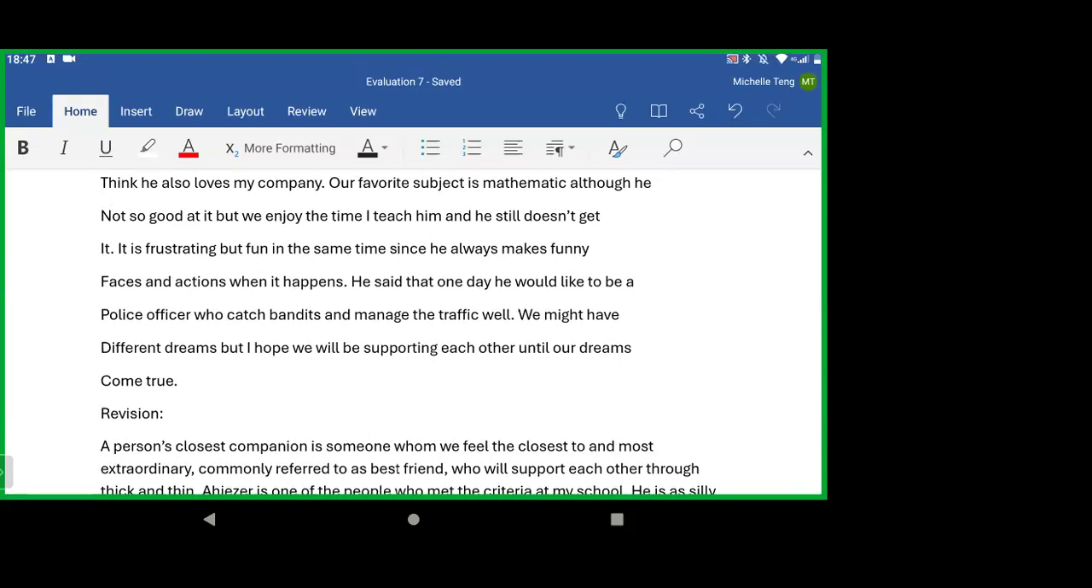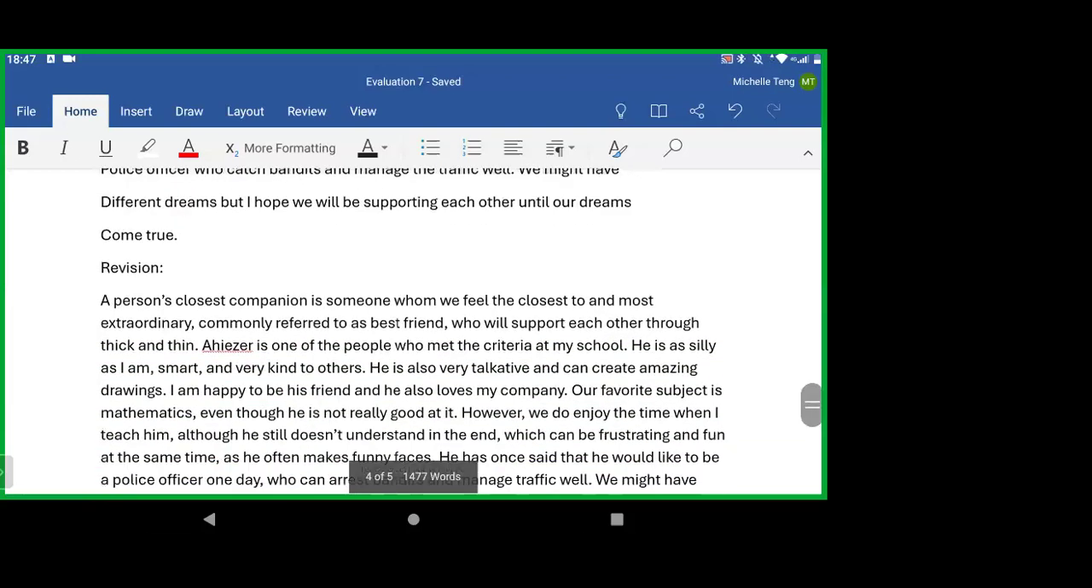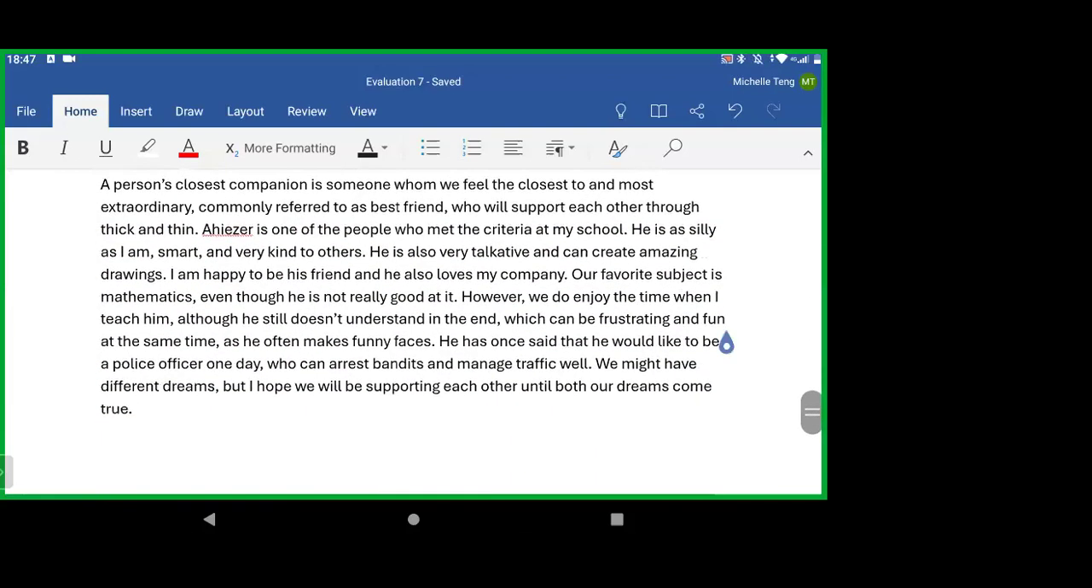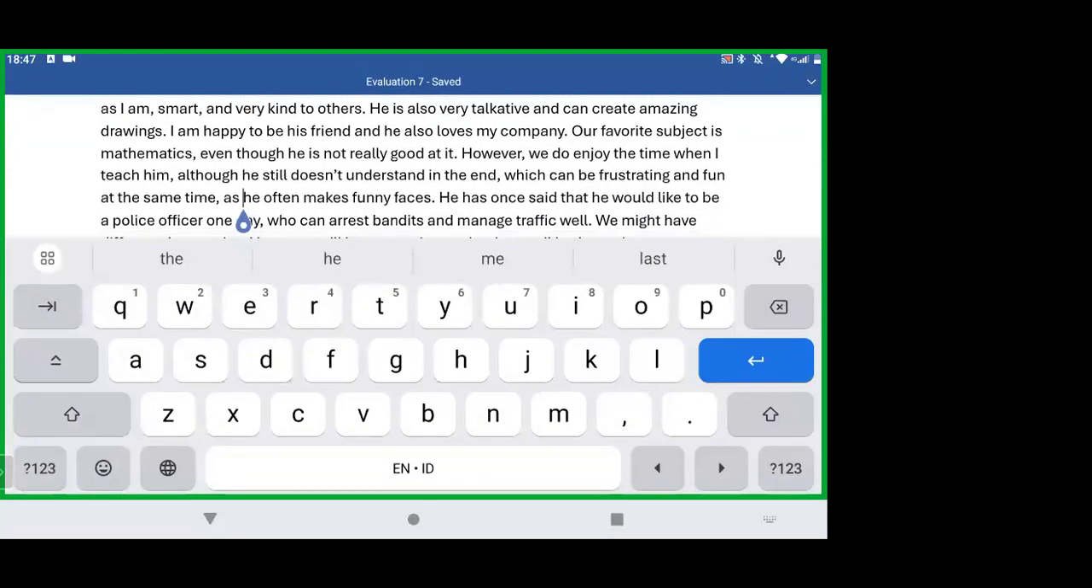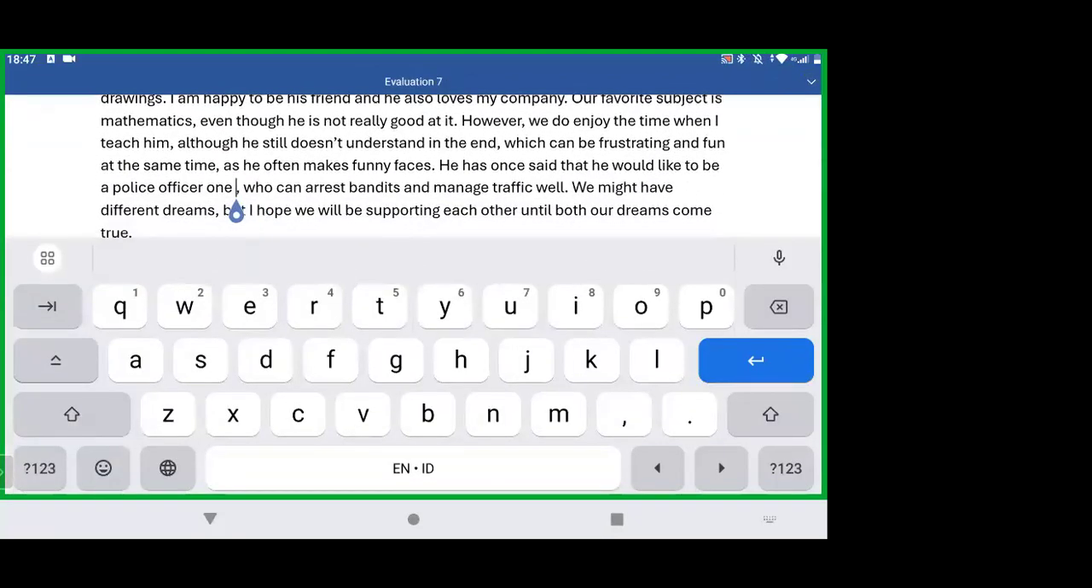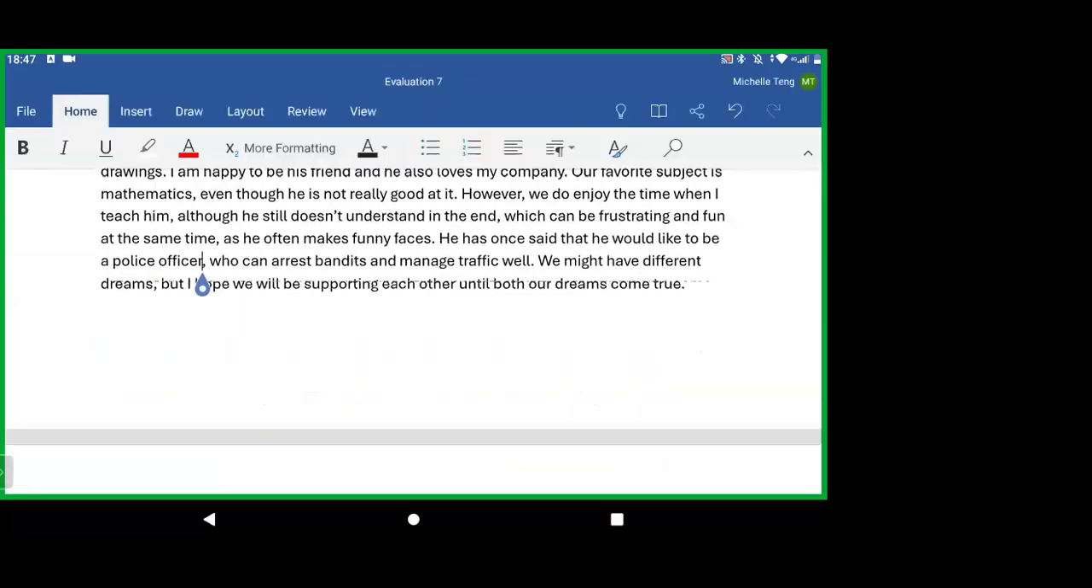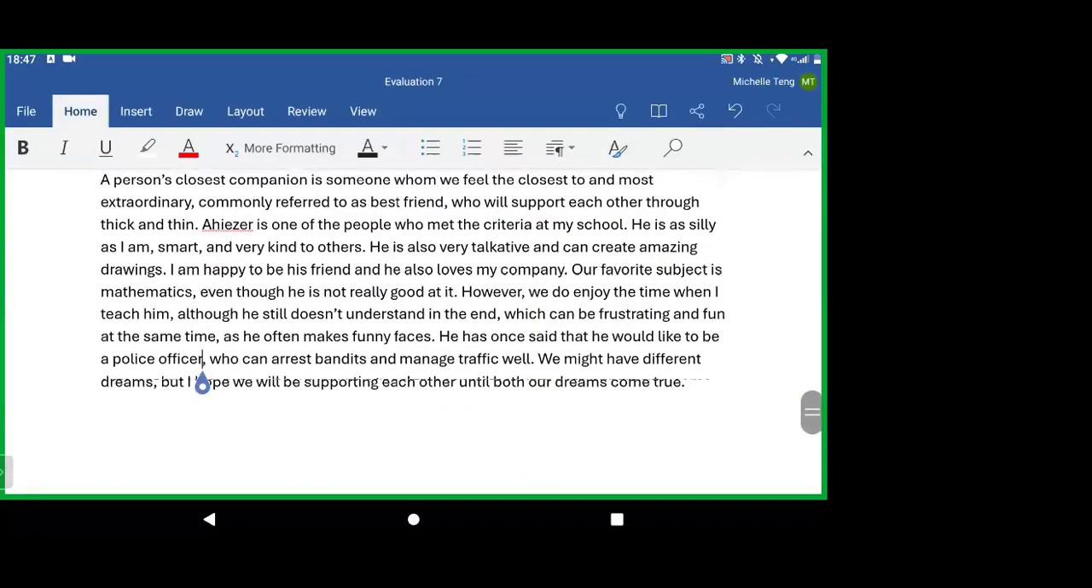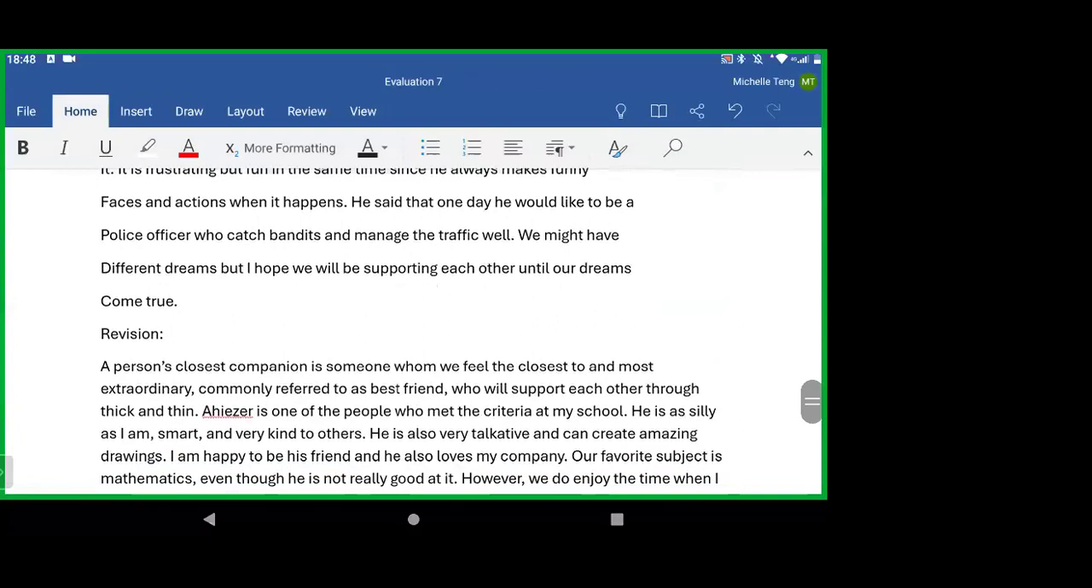He said that one day he would like to be a police officer. So he has once said. You recall that he has once said that he would like to be a police officer. Or maybe he said he would like to be a police officer. So I don't think the words "one day" are necessary. Be a police officer who can arrest bandits and manage traffic well. It is still the same thing.